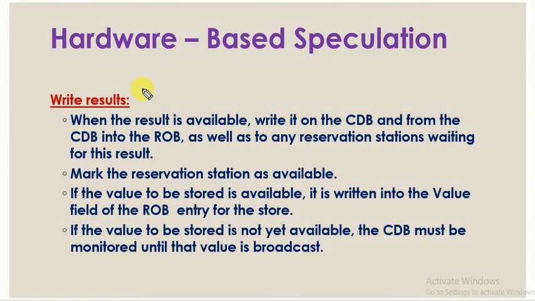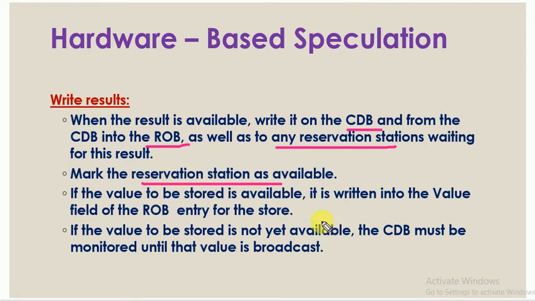Third stage is write results. When the result is available, it will write the result to the common data bus, then to the reorder buffer as well as to any reservation station. So the result will go to the ROB and to the reservation station that is waiting for the result. Then mark the reservation station as available.